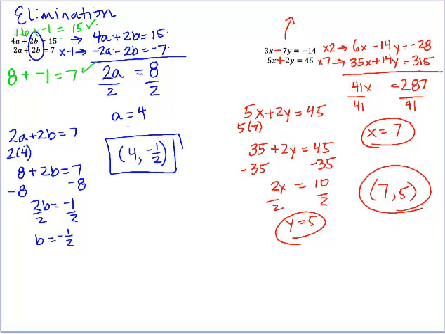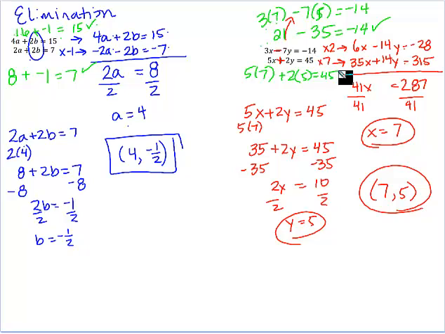Now you always want to check it. So 3 times x. So 3 times 7 minus 7 times y. So 7 times 5, does that equal negative 14? 3 times 7 is 21 minus 35. Yep, that equals negative 14. So we're good. Bottom equation. 5 times 7 plus 2 times 5, does that equal 45? 5 times 7 is 35, plus 2 times 5 is 10. Yes, that equals 45, so it works.